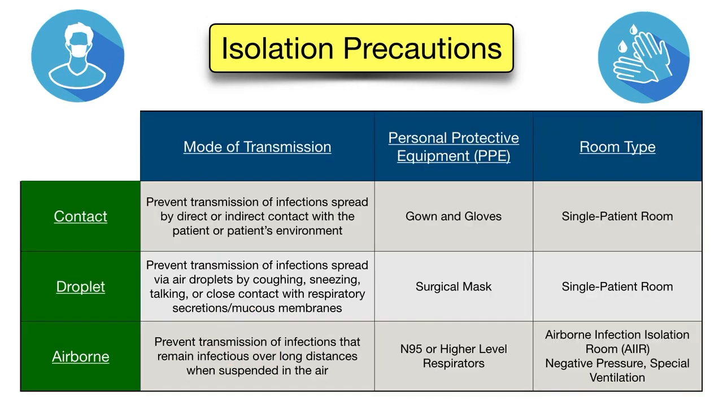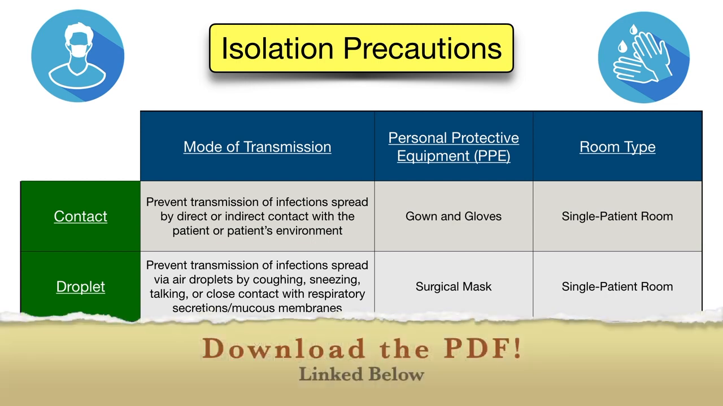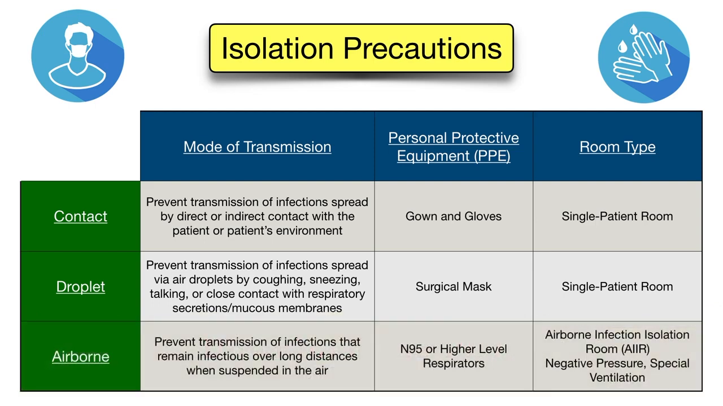I also put together this table for you that goes over the personal protective equipment and types of rooms the patient should be in for each precaution. You can download the PDF for this as well below. Remember, all of the transmission-based isolation precautions are in addition to standard precautions, which we'll go over next.